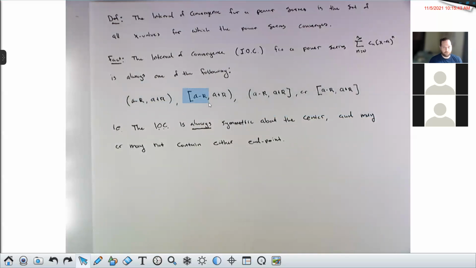Maybe you converge when you plug in the left endpoint, that would be this, and diverge when you plug in the right endpoint. Or maybe you converge when you plug in both endpoints. Or maybe you diverge when you plug in both endpoints, even though the series isn't geometric. All of those are possible. But no matter what, these series are always symmetric about the center, right? Modulo the endpoints. The endpoints, maybe, maybe not. But the interval itself is always symmetric about the center.